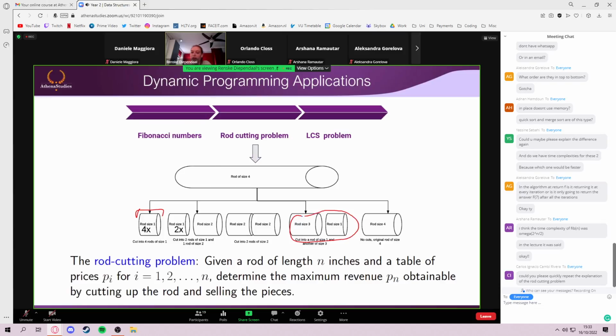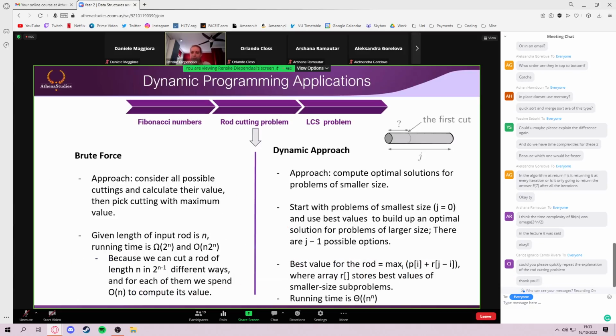But my problem is that I sell all these rods for different prices. So maybe this one costs 5 euros, and maybe this one costs 3 euros. So each cut that I do might give me a different amount of money if I sell it. And the rod cutting problem is basically how can I make the most money selling this rod? How should I cut it?